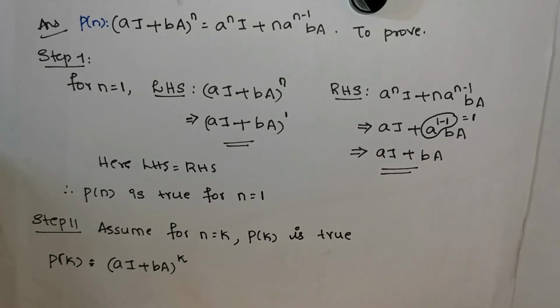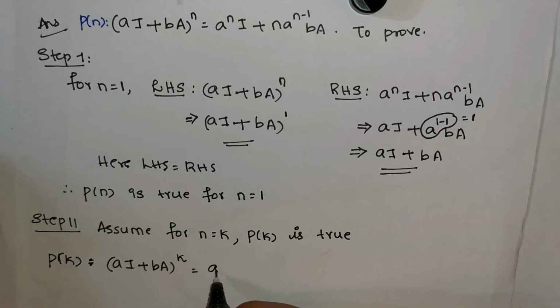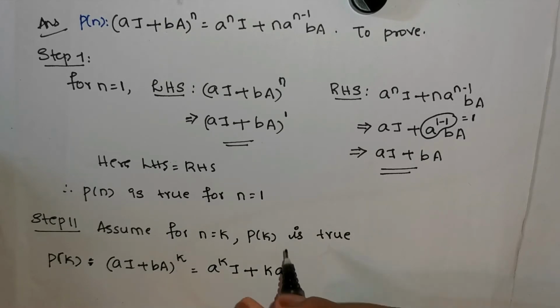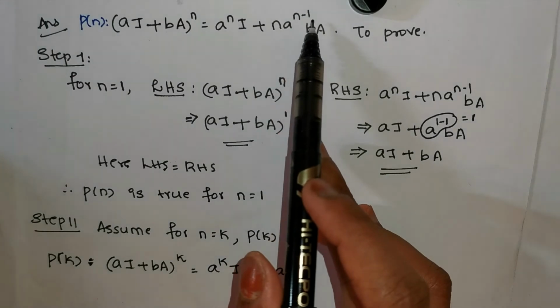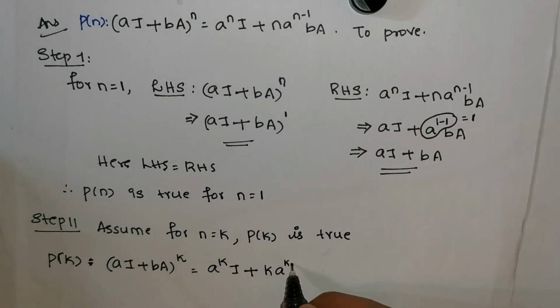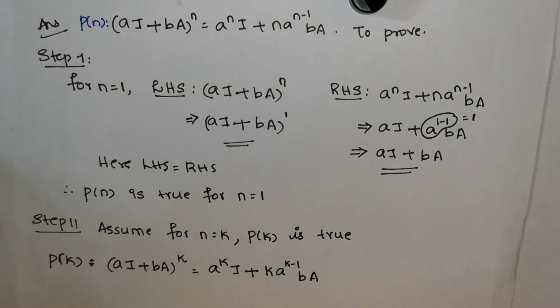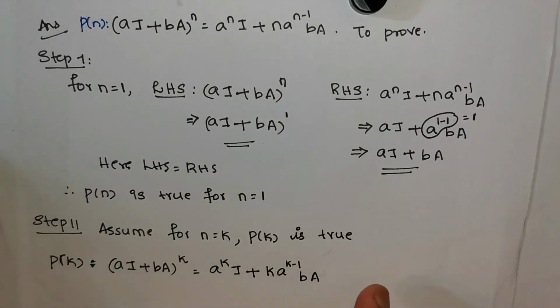Okay students, instead of n we are writing k. That is equal to a raised to k i plus k a raised to n minus 1. Here it is n minus 1, so it will become k minus 1: a raised to k minus 1 ba. That's it. So we are assuming that this statement is true for n is equal to k. This is our P of k. I am giving this as equation number 1.